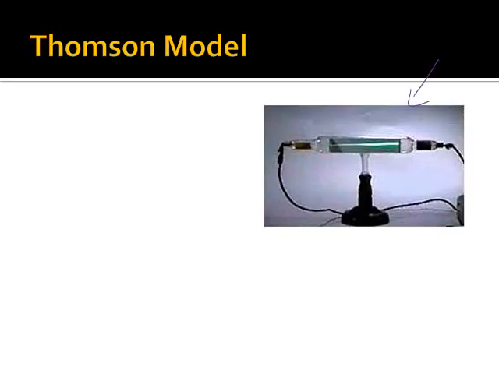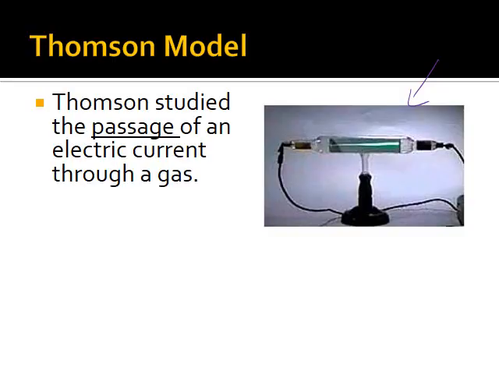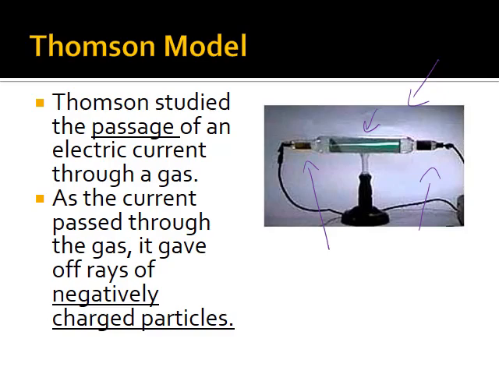This thing right here is called a cathode ray tube. If you remember the old TVs, the big ones that we used to have before we went to flat screens, those used a similar technology, just a little bit more advanced than what he had. Basically, he was passing an electrical current through a gas. So inside this chamber is a gas, and then he attached a positive and negative charge to either end and ran the current through the gas. As the current was going through the gas, it gave off rays of negatively charged particles. And you could see this in part because there was a positive-negative sensor there that actually moved things around.